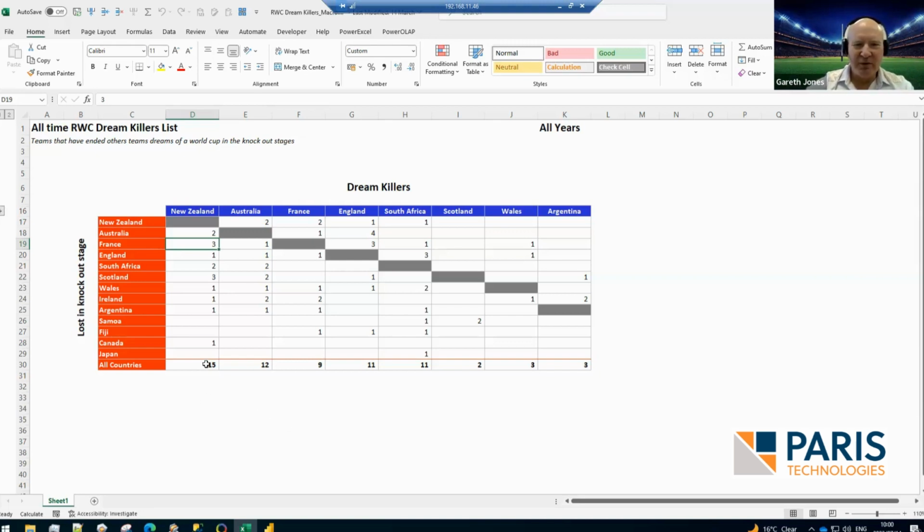And of course, if we look at the total now, New Zealand have won the most knockout games, then Australia, then England and South Africa. South Africa, of course, being at a slight disadvantage in that they missed the first 2 World Cups, and so potentially on average, they're heading towards the Australia-New Zealand side. But yeah, really interesting pivot on data that we're all familiar with.